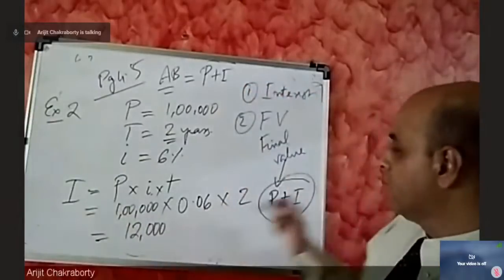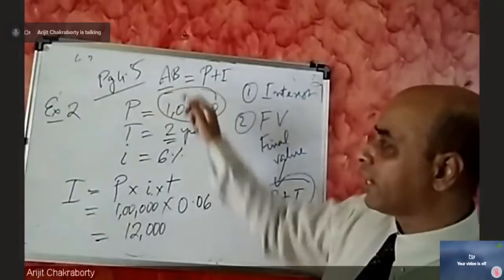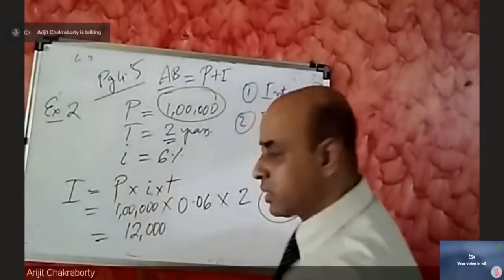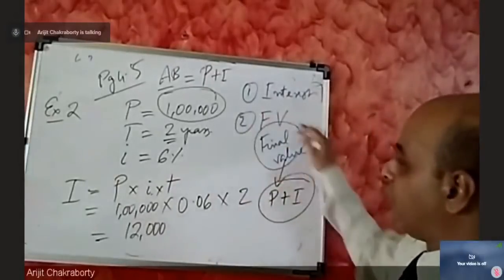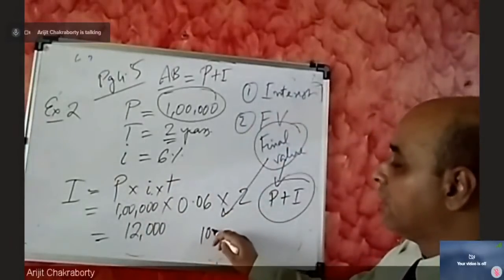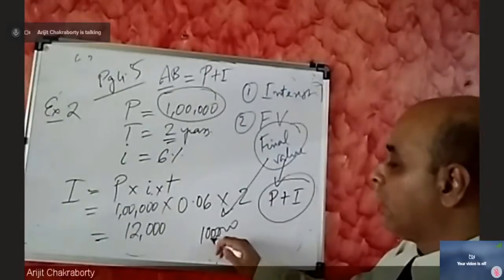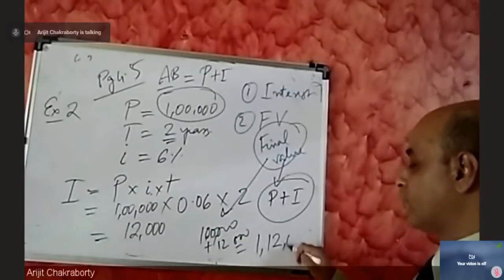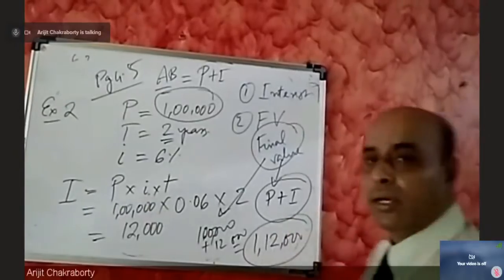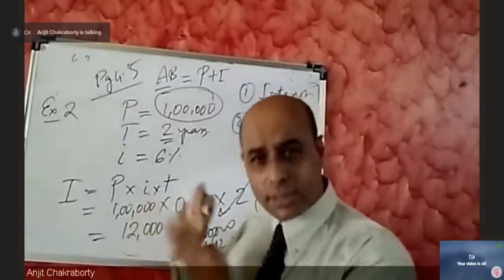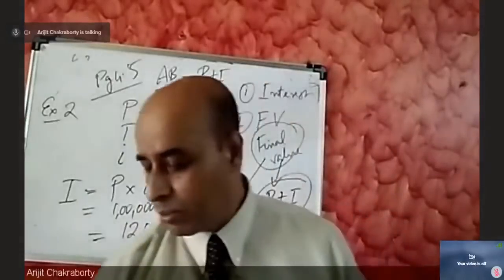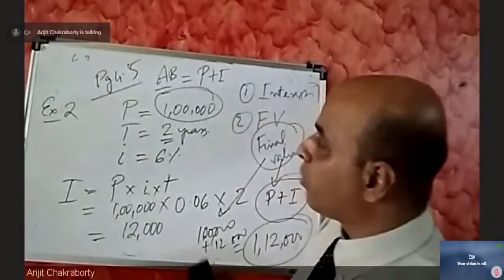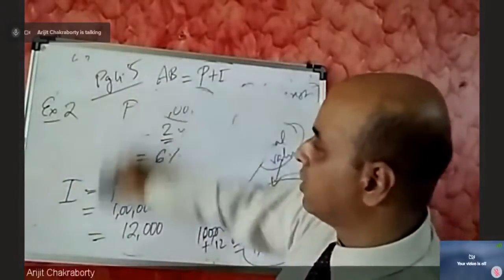So in this case, he started with 1 lakh rupees, the principal amount is 1 lakh and he has earned 12,000. So the total final value is 1 lakh plus 12,000, that is rupees 1,12,000. Okay? As simple as that. It is so simple. Right. Now we move on to the next example. Page 4.5 we continue. Okay.